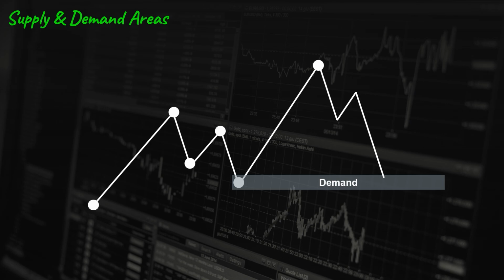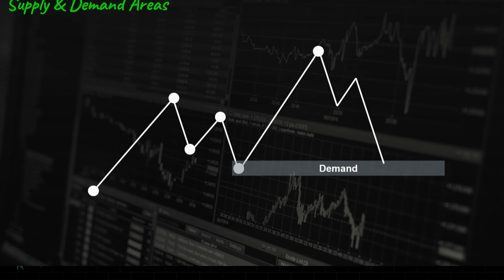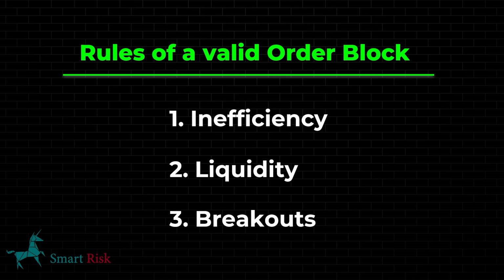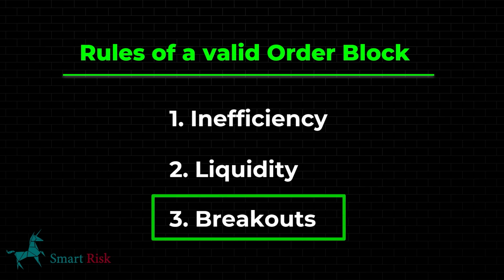One of the key supply and demand areas is order blocks. So first, let's see what conditions are required to consider an area a valid order block to trade. Then I will show you how to effectively mark them on the chart. Rules of a valid order block. The first and second rules are having inefficiency and collecting liquidity, which we discussed previously in the video. The third rule for having a valid order block is breaking the market structure.